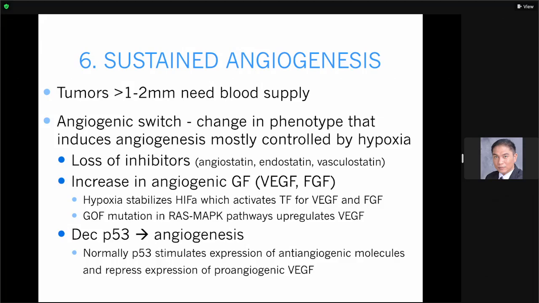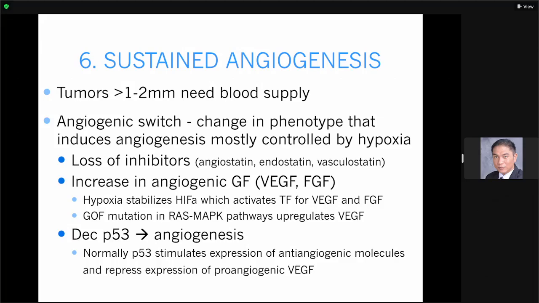So wherein there is a change in the phenotype of the cells that induces angiogenesis. And the processes here are mostly controlled by hypoxia. So paano magkakaroon ng angiogenic switch? First is the loss of inhibitors. What are these inhibitors? Angiostatin, endostatin, and vasculostatin. Second is an increase in angiogenic growth factors. What are these growth factors? Vascular endothelial growth factor and fibroblast growth factor.